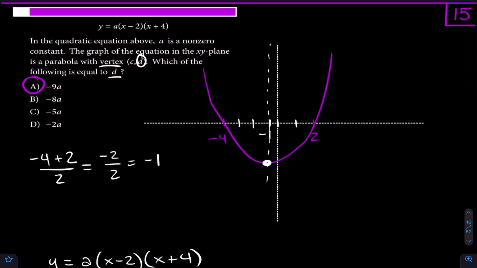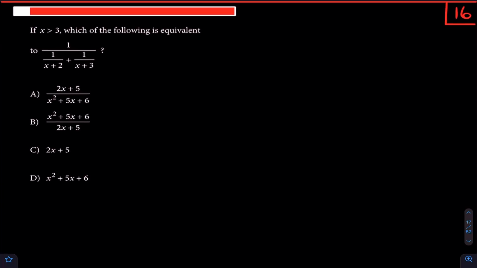Let's hop into the next 5 problems for this video. So we start with problem 16. This problem says, if x is greater than 3, which of the following is equivalent to this gigantic fraction?